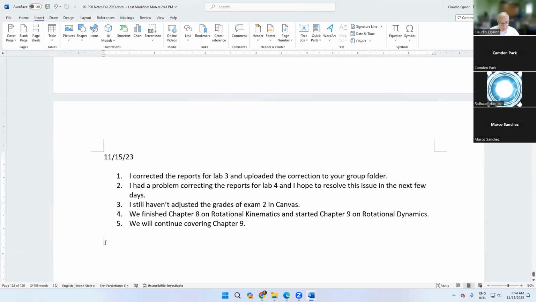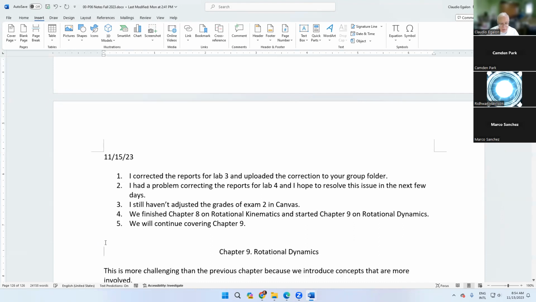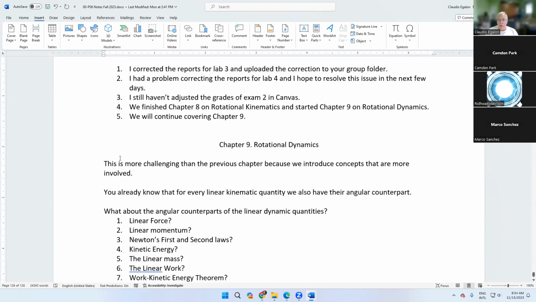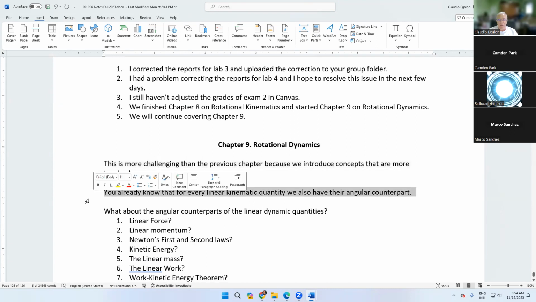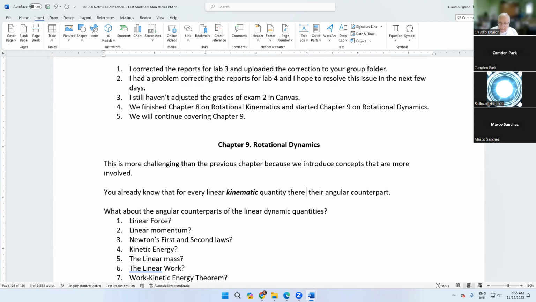Okay, so here you go. I'm just going to summarize what we did last time. Chapter 9, I will boldface that, rotational dynamics. This is more challenging than the previous chapter because we introduced concepts that are more involved. You already know that for every linear kinematic quantity there is an angular counterpart.